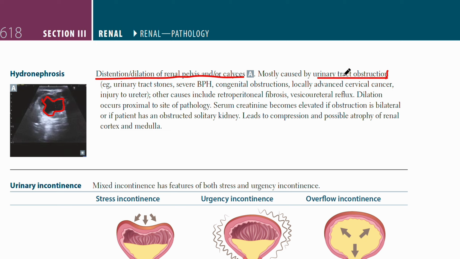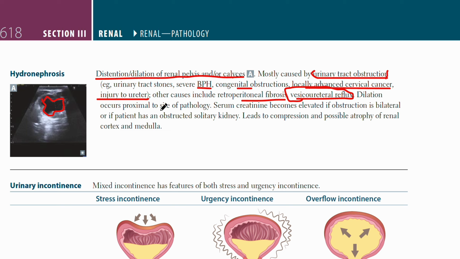mostly caused by urinary tract obstruction, as I have talked earlier, and then urinary tract stones, severe benign prostatic hyperplasia, or congenital obstructions, locally advanced cervical cancer, injury to ureter. Anything that causes obstruction in the urinary tract flow causes hydronephrosis. Other causes include retroperitoneal fibrosis, vesicoureteral reflux. That means the urine is not coming down, but it is going up to the kidneys. So that is vesicoureteral reflux.